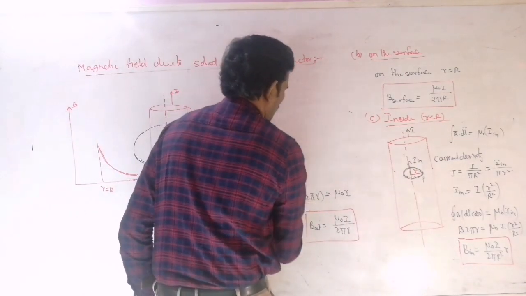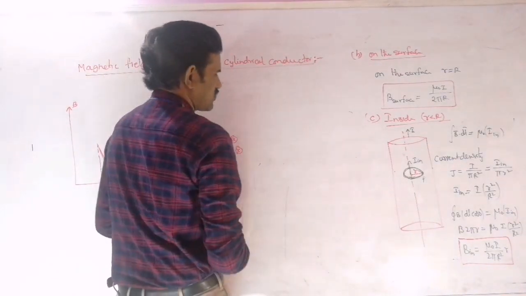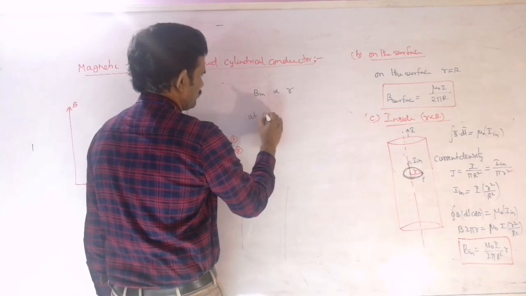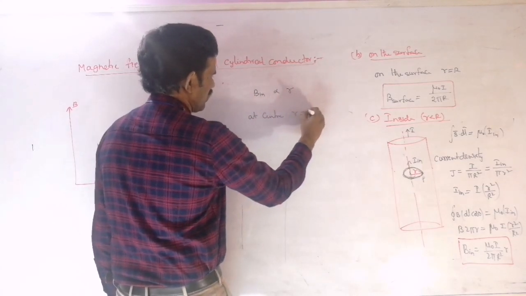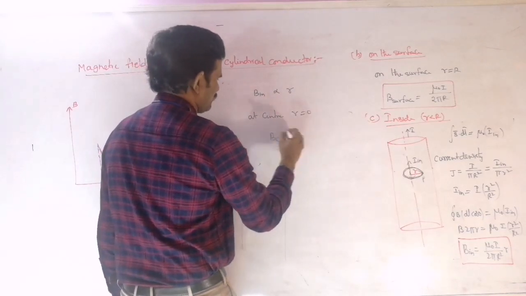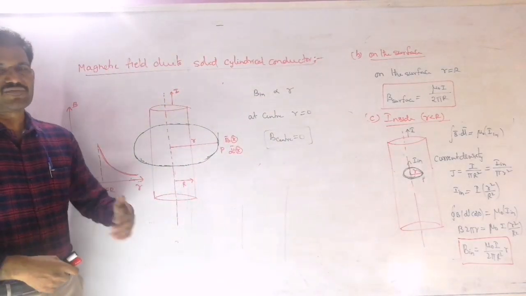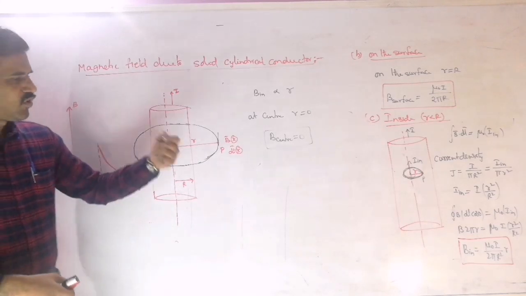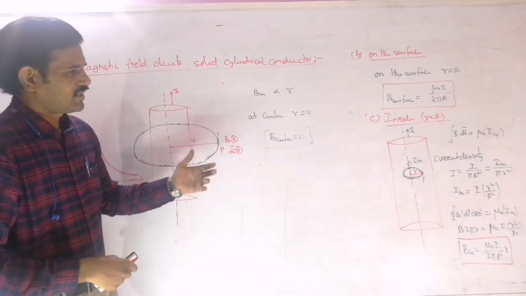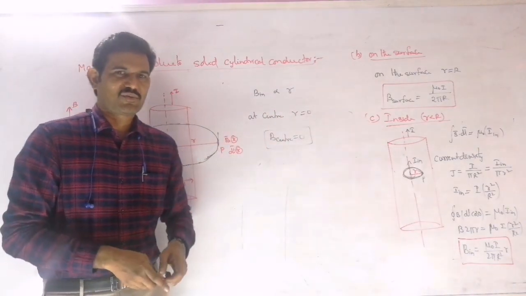Inside, the magnetic field is directly proportional to r. At the center, small r is equal to 0, and therefore the magnetic field at the center, that is on the axis of the cylindrical pipe, will be 0. Once you move from the axis to the surface, the magnetic field goes on increasing and becomes maximum on the surface, and outside the surface it goes on decreasing, inversely proportional to r.